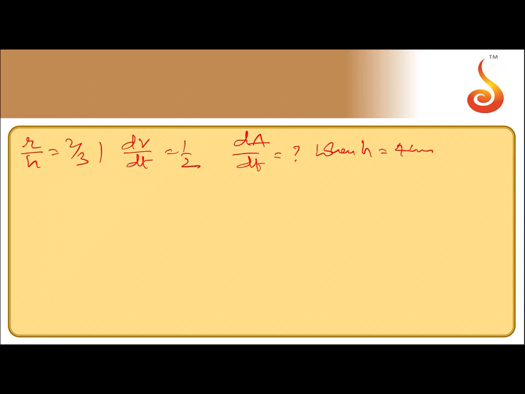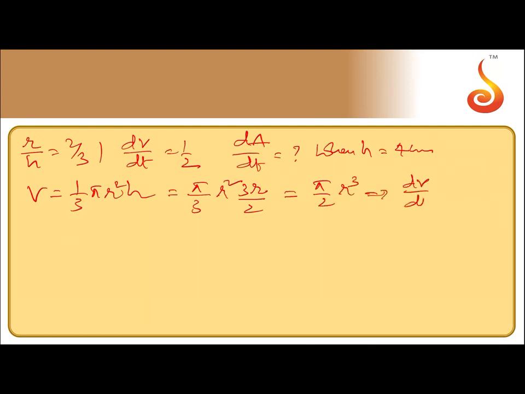Let me calculate. You know the volume of the conical vessel. So volume is equal to 1/3 pi r square h. Let me convert everything in terms of r. That can be written as pi by 3 r square multiplied by h, which is 3r by 2. And therefore, we'll be getting pi by 2 r cube. And that implies dV by dt is given by 3 pi r square divided by 2 dr by dt.